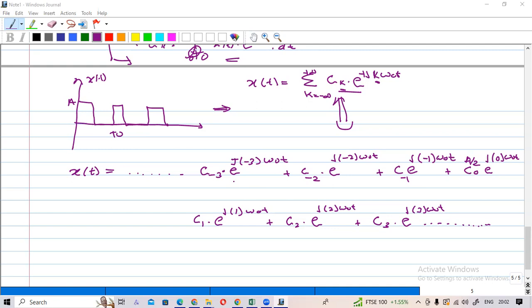Right. Tell me, what is the frequency component of this signal, this part? What is the frequency component of this part? What is its frequency component? This is the frequency, no? Minus 3 omega naught, minus 3 omega naught. Now this omega naught is the fundamental frequency.